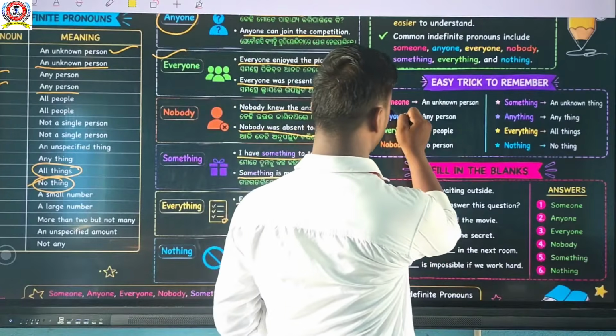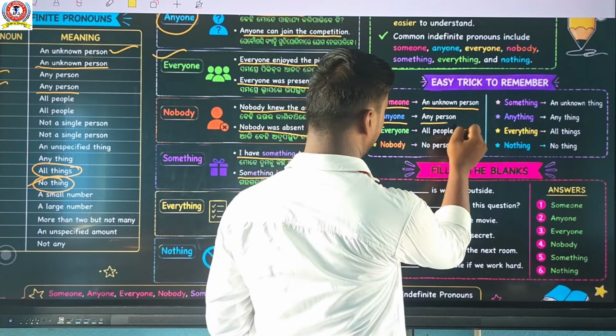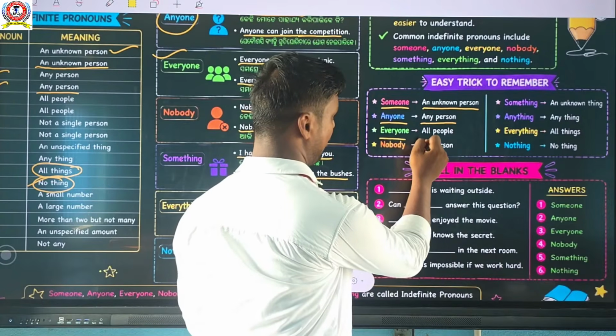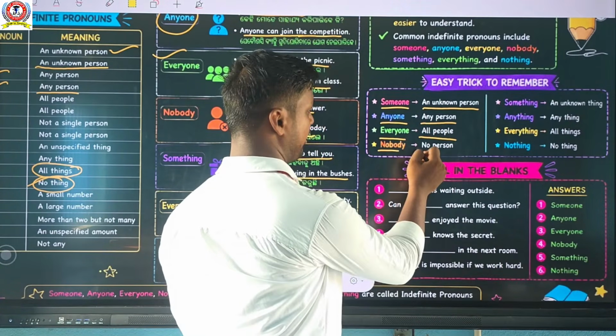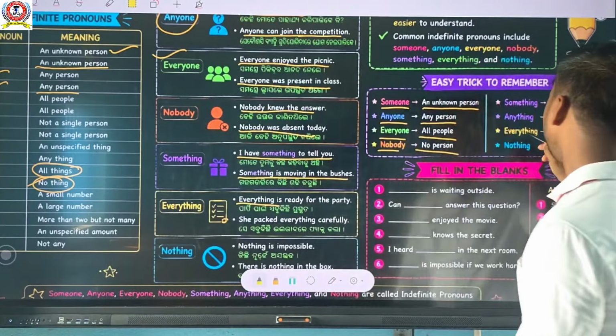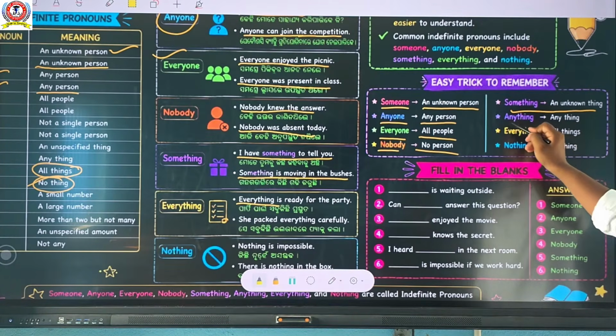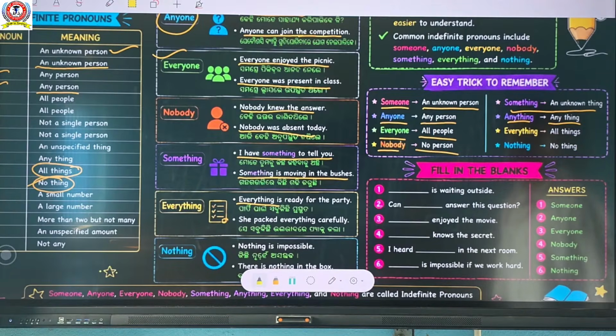Okay, then an easy trick to remember, you can see. Someone is used for an unknown person, and anyone is used for any person. Everyone is used for all people, nobody is used for no person. Then something is used for an unknown thing, and anything is used for any thing. Then everything is used for all things, nothing is used for nothing.